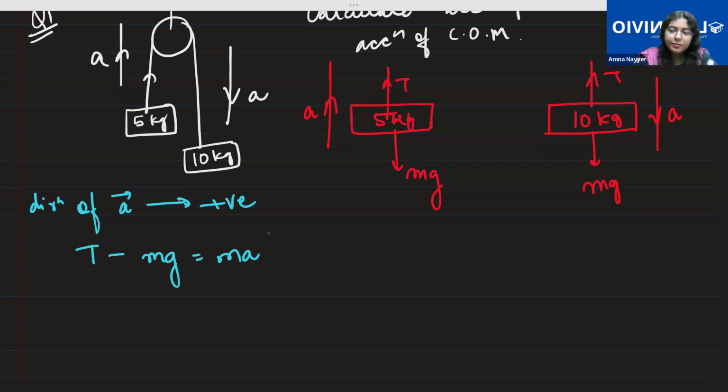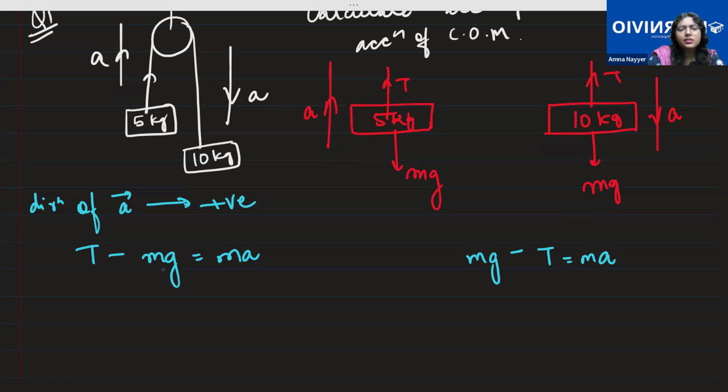Okay, tension minus mg. See, two things are possible: tension minus mg or mg minus T. How do we use the laws of motion? The net force is equal to mass into acceleration. Net force is T minus mg equals ma. This is one equation. The second equation here, also net force is equal to mass into acceleration. So this could also be mg minus T or T minus mg. But again, the direction of acceleration is taken as positive. So this will be mg minus T is equal to mA for this one.